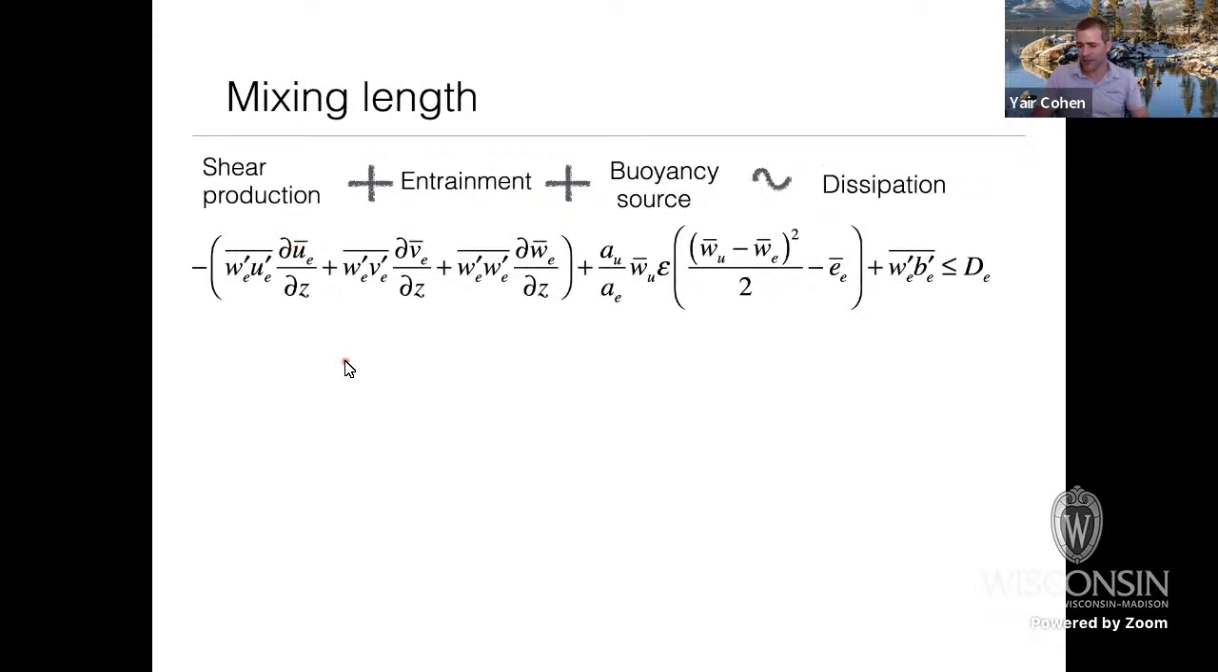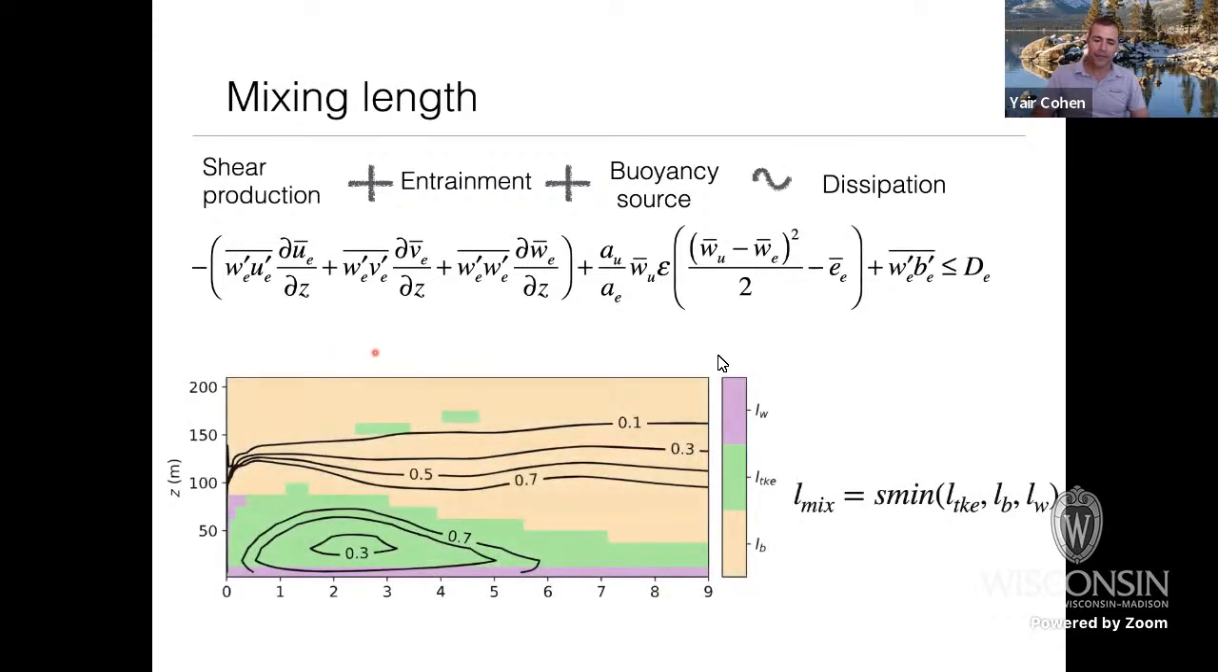I didn't even write it here, it's quite big, but I can show you how it performs in a stable boundary layer. So if you remember the three lengths that we had, the distance to the wall, the buoyancy, and the TKE, here they are color-coded over time in a stable boundary layer simulation over the pole. And you could see that indeed in the lowest part, the distance from the wall is governing mixing, and at the top part, the distance to the stable layer governs mixing, but somewhere in the middle, it's the balance of TKE that actually produces the right amount of mixing.